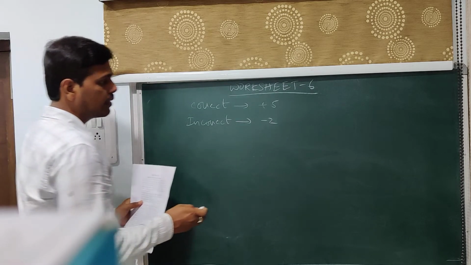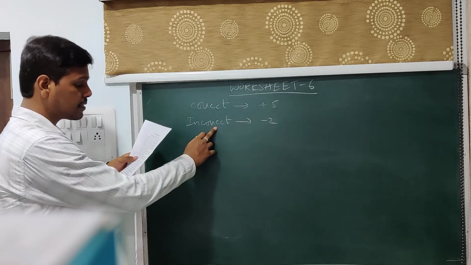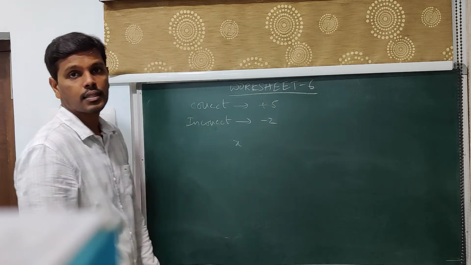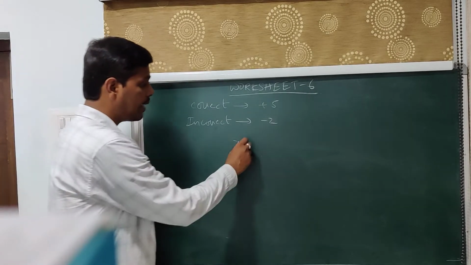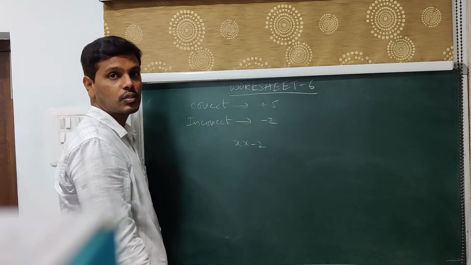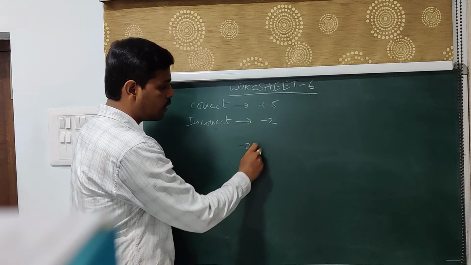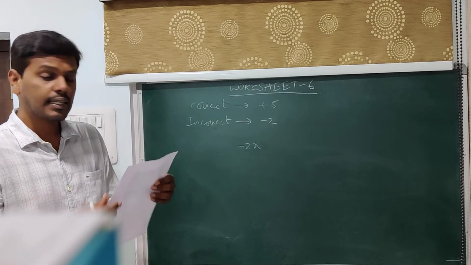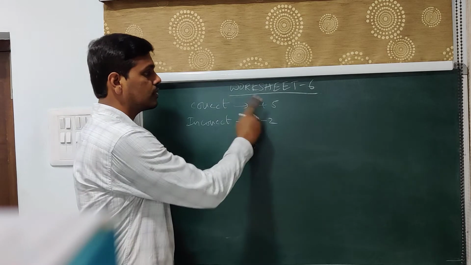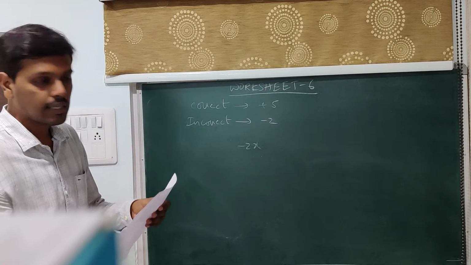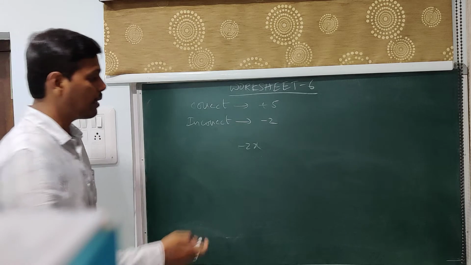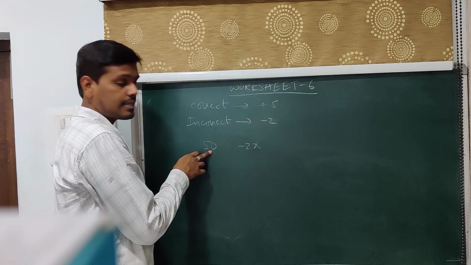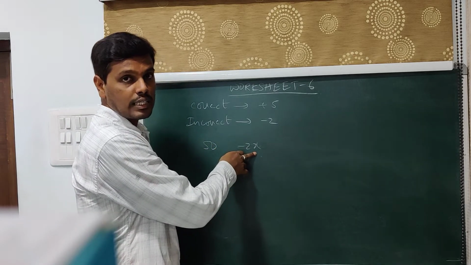Let us assume that the number of incorrect answers Radhika has attempted is x. For one incorrect answer, she is getting minus 2 marks. So for x incorrect answers, it will be x into minus 2, which is minus 2x. So the marks obtained on incorrect answers is minus 2x. And also she has written 10 correct answers. For one correct answer, she is going to get 5 marks. For 10 correct answers, 10 into 5, 50 marks. So that is what she is going to get on correct answers. These are the marks obtained on correct answers, and these are the marks obtained on incorrect answers.